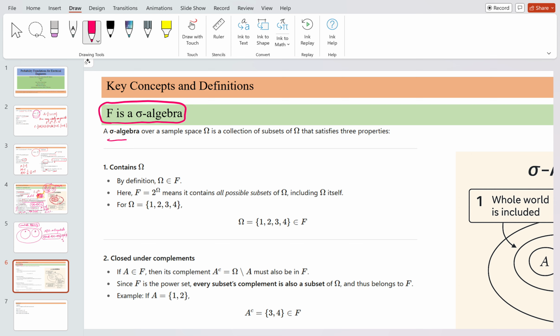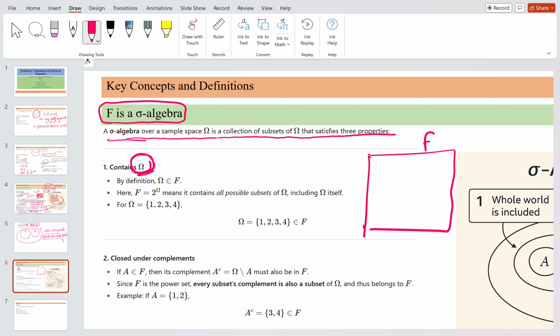A sigma algebra over a sample space omega is a collection of subsets of omega which satisfy three properties. First, omega, by definition, should belong to the function F. It means that suppose this is the overall function space F, and this is omega. So the omega must belong to F. That is very, very important.